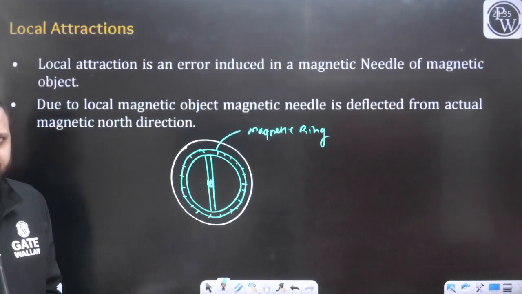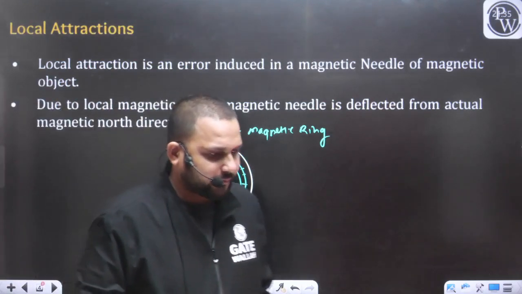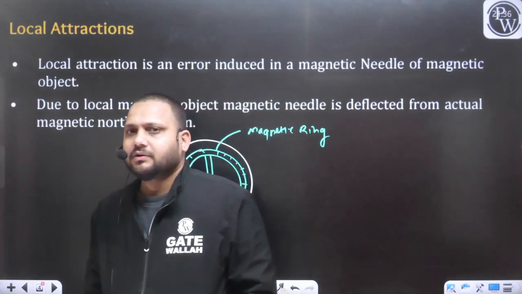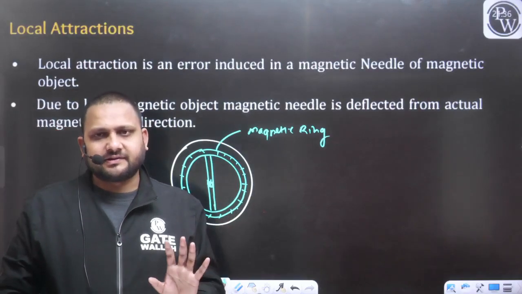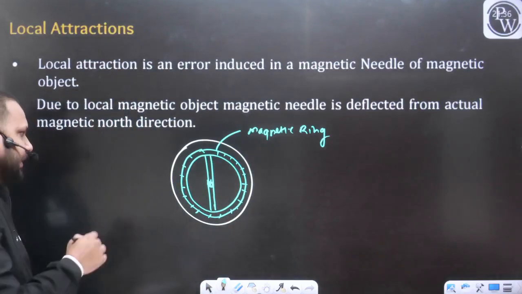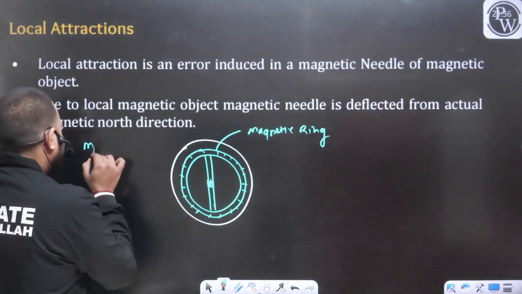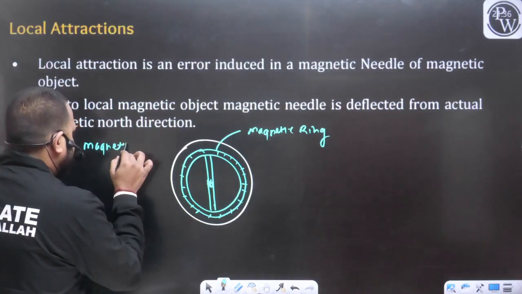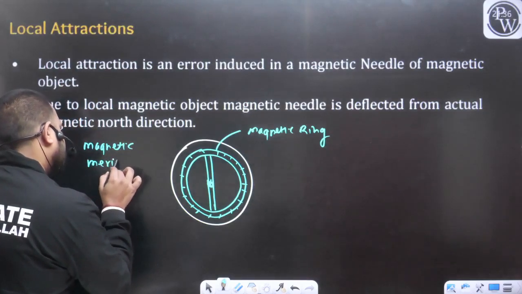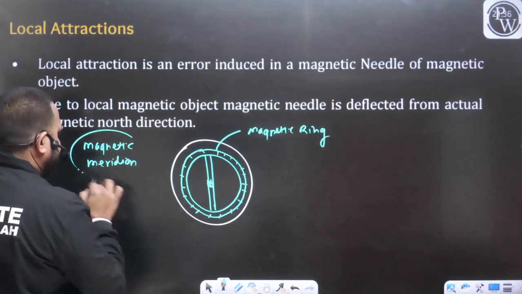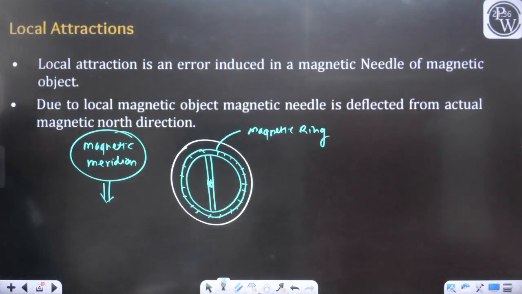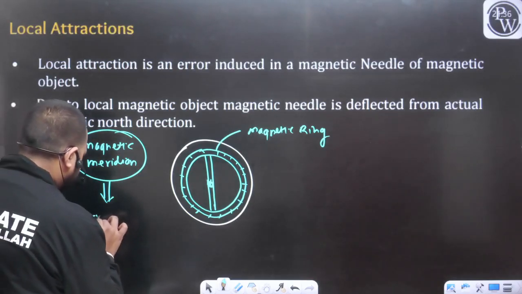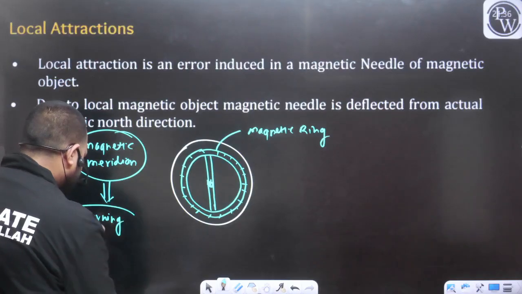So this was the magnetic ring. With the help of this ring itself, we have located the magnetic meridian, and that magnetic meridian we can use as the reference for the measurement of the bearing. Yes or no?